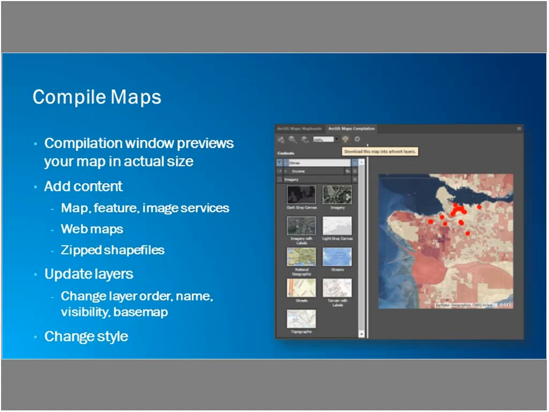The next window is the compilation window. You begin your map compilation in the ArcGIS Maps compilation window. It's a separate window, and you would use this to preview your map in actual size. You can also add content such as web maps, feature and image services. You can grab data from your organization or the Living Atlas of the World, which includes demographic and traffic maps, and web maps. You can also add local shapefiles if you wish. You can change the visibility, name, and order of the layers in the compiled map using the contents pane in the window.